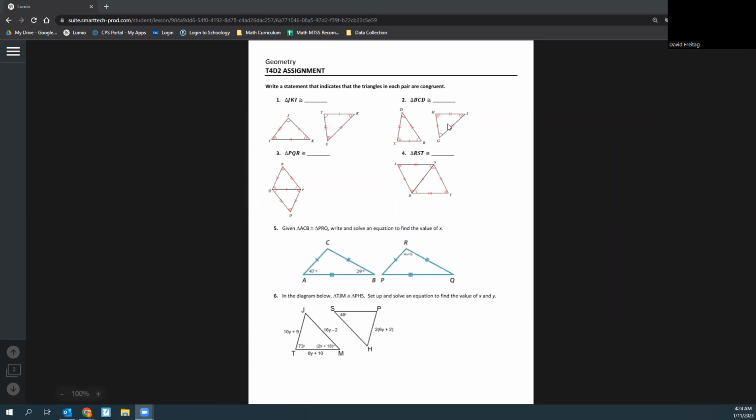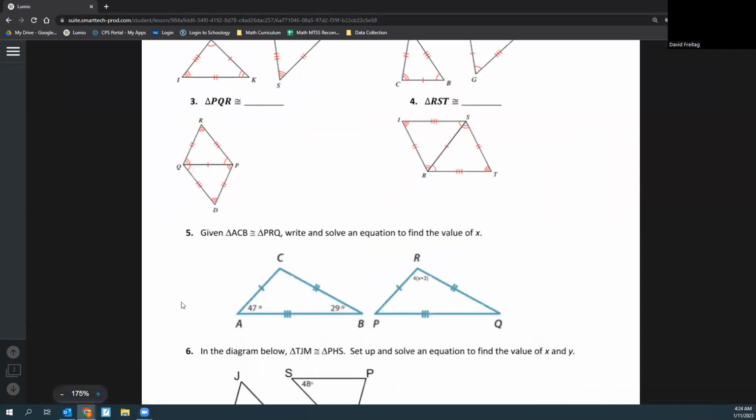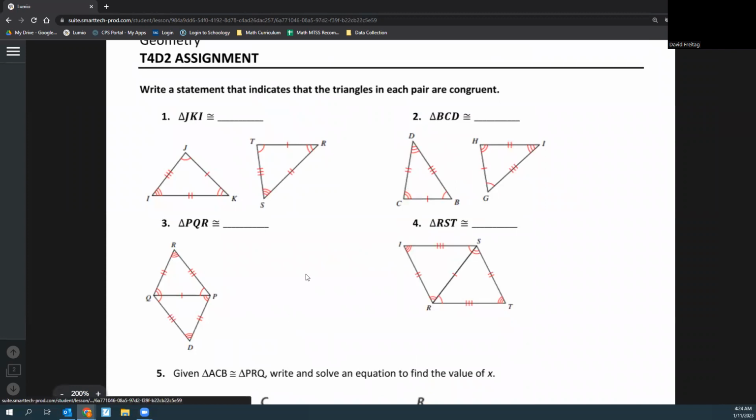When we look at this, we can zoom in. We can first talk about our congruence statements. If we look at number 1, we have triangle JKI is congruent to... In our triangle congruence statements, we're talking about using a set direction. So I know it's going to be triangle congruent to triangle.